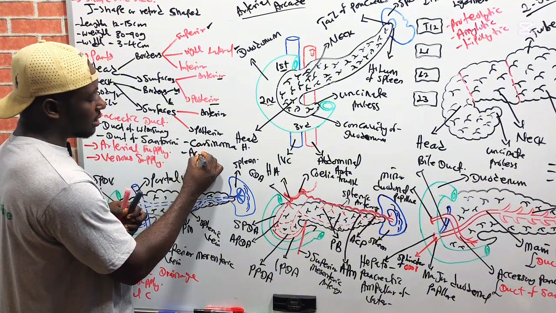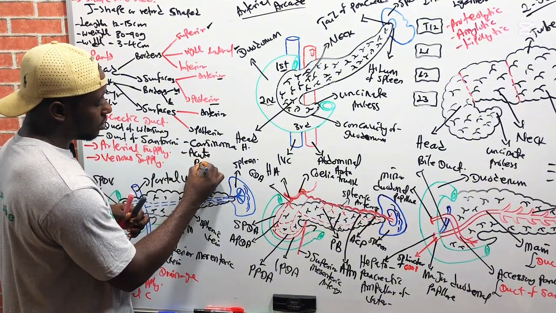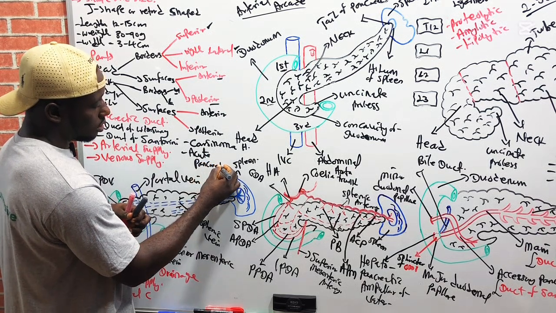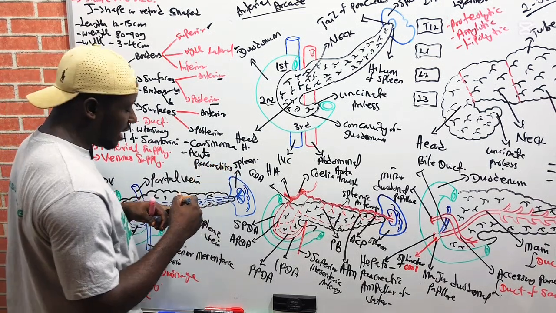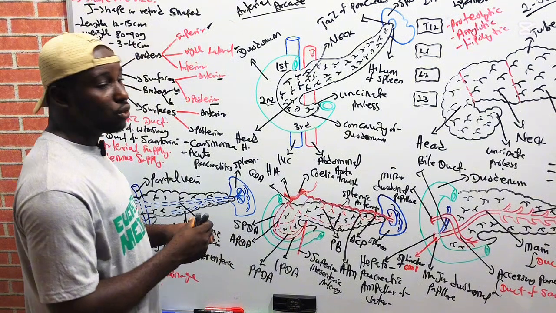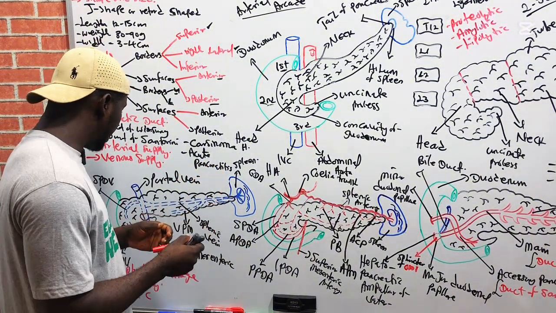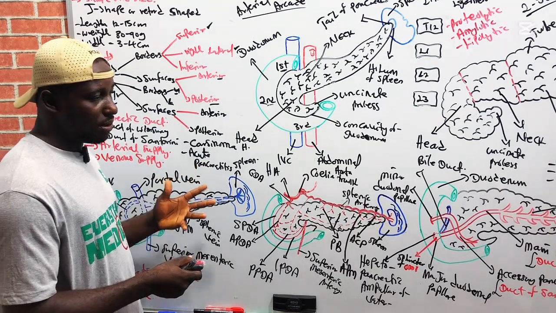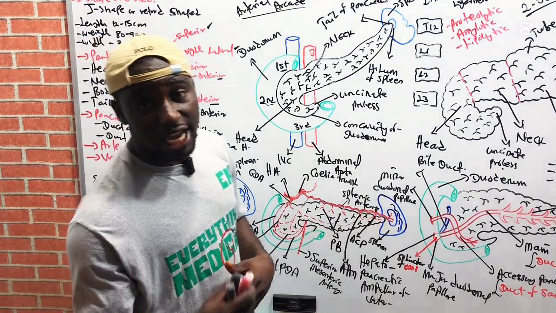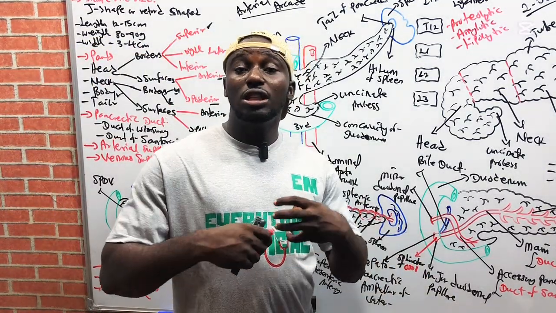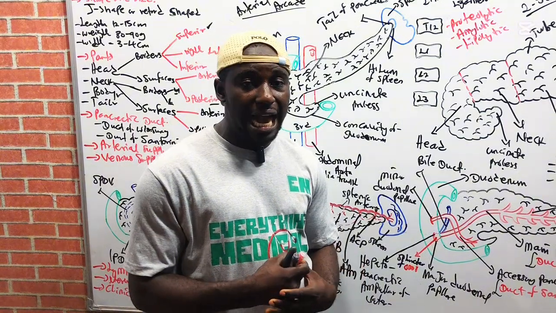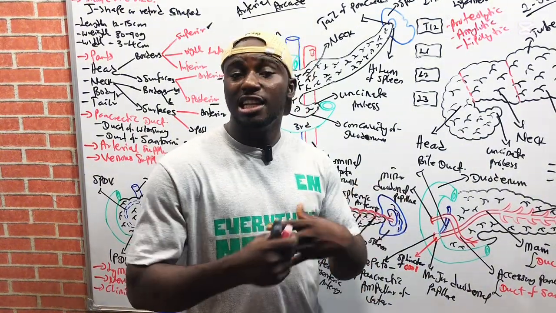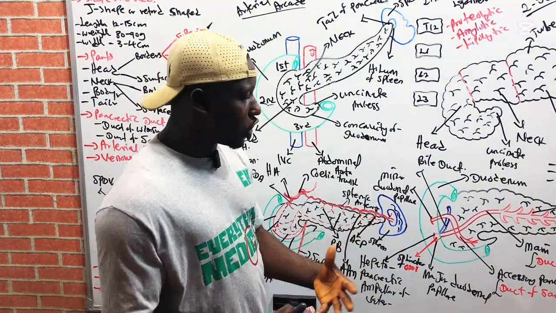Acute pancreatitis. Acute pancreatitis is simply the acute inflammation of the pancreas, right? It is mostly caused by obstruction of the bile duct, though it has so many etiologies, but that is the most common one.